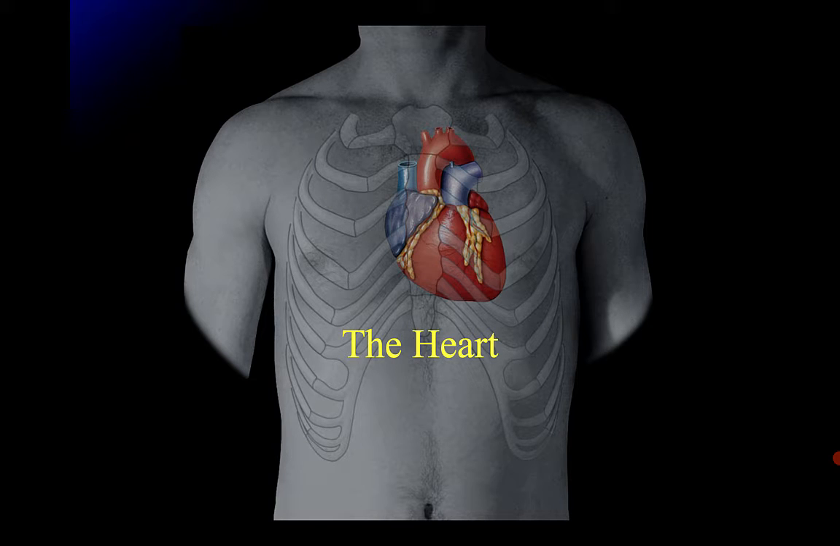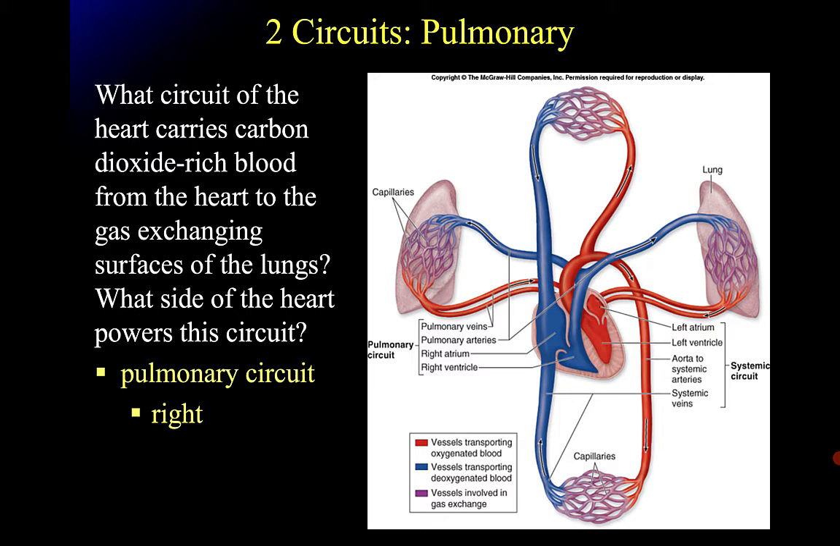Here we see the heart sitting deep to the sternum, about 2/3 to the left of the midline, 1/3 to the right, and laying slightly on its right ventricle. So we're going to learn a little bit about the heart in this chapter, including some circuits, some vessels, chambers, and valves.